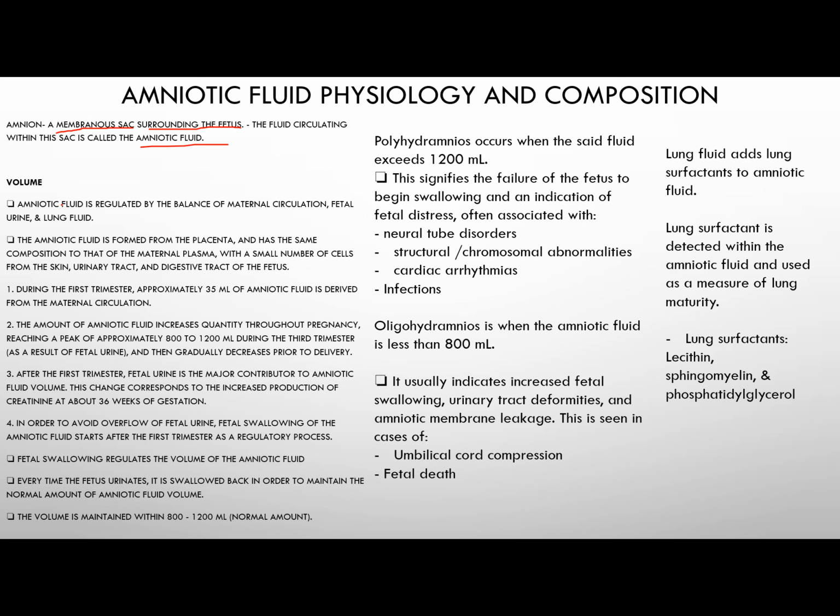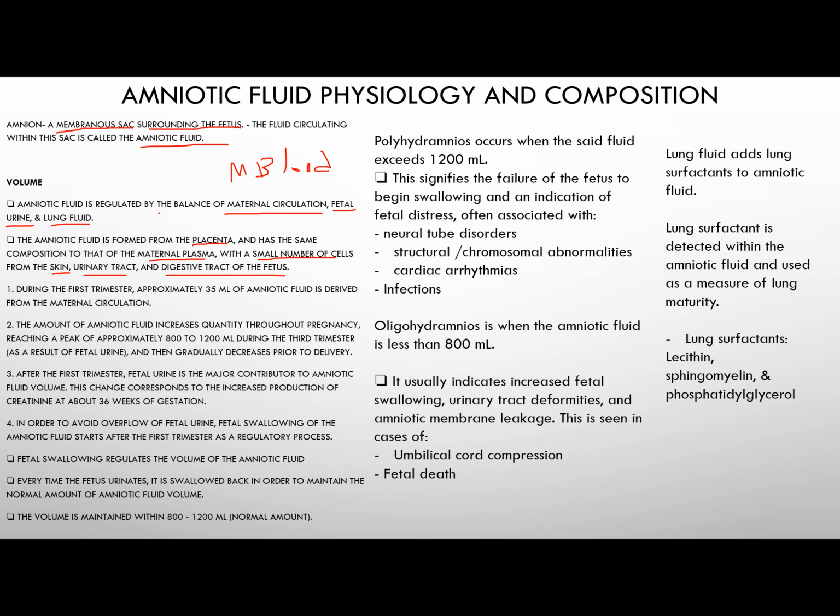Now the volume, let's talk about the volume class. The fluid is regulated by the balance of maternal circulation. When you say maternal circulation, we're talking about the mother's blood, the fetal urine, and fetal lung fluid. Now, the amniotic fluid is formed from the placenta and has the same composition as maternal plasma, with a small number of cells from the skin, urinary tract, and digestive tract of the fetus. So the amniotic fluid is similar to your maternal plasma.